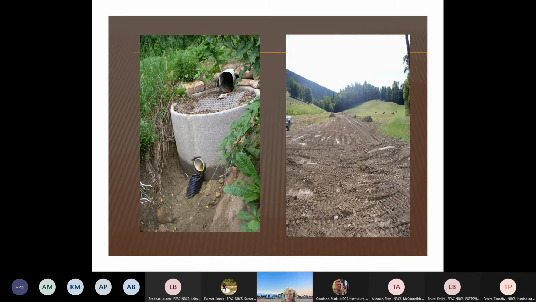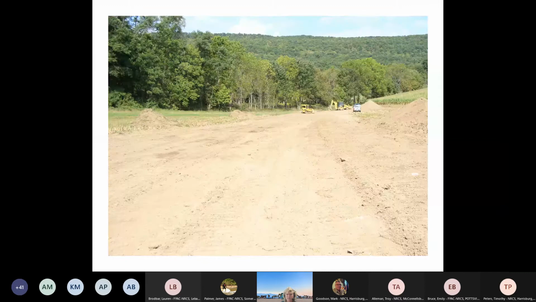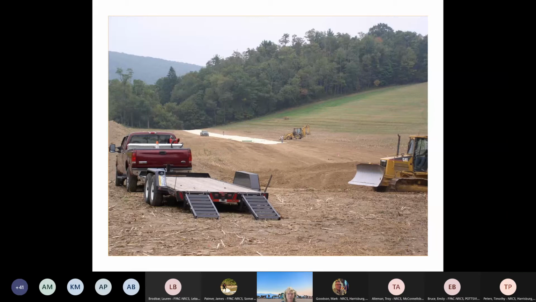So here's some pictures. On the right is a waterway where they moved the topsoil. They began shaping the waterway with a dozer. Once they got it shaped correctly, the correct shape, slope, depth, then they started placing the erosion control blanket, which you work from the bottom up.